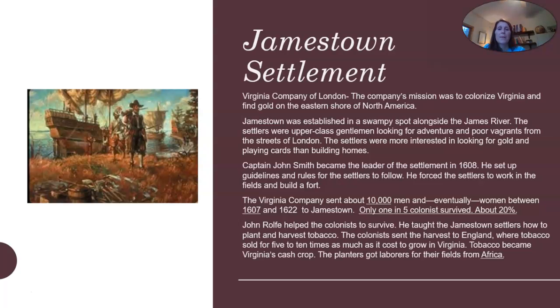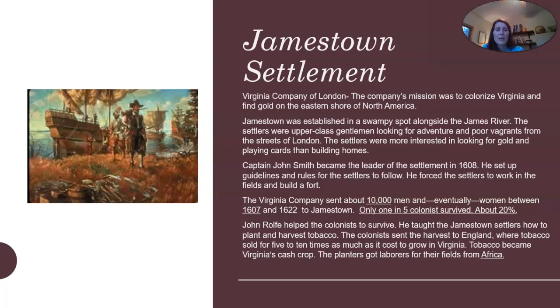So Jamestown Settlement, Virginia Company of London. The company's mission was to colonize Virginia and find gold on the eastern shore of North America. Jamestown was established in a swampy spot alongside the James River. The settlers were upper-class gentlemen looking for adventure and poor vagrants from the streets of London. The settlers were more interested in looking for gold and playing cards than building homes.